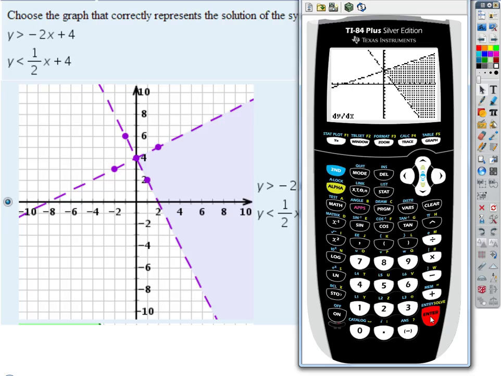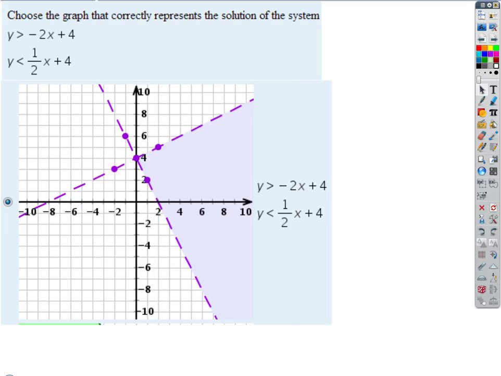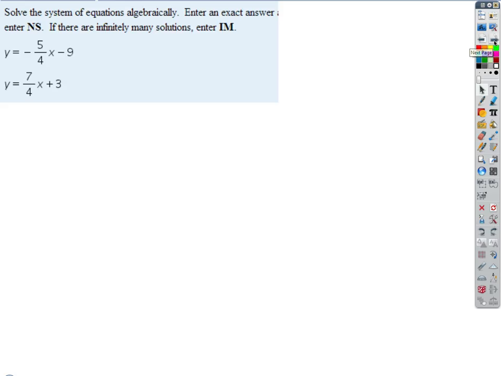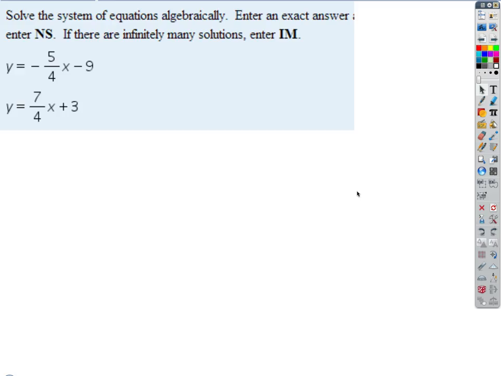All right, put this guy away. Move on. So now we're looking at solving systems algebraically. This is probably the biggest part of the test, of the algebraic test. So let's look at each of the different types of problems we could see, the different methods, and how they'd apply. So this is non-graphing.